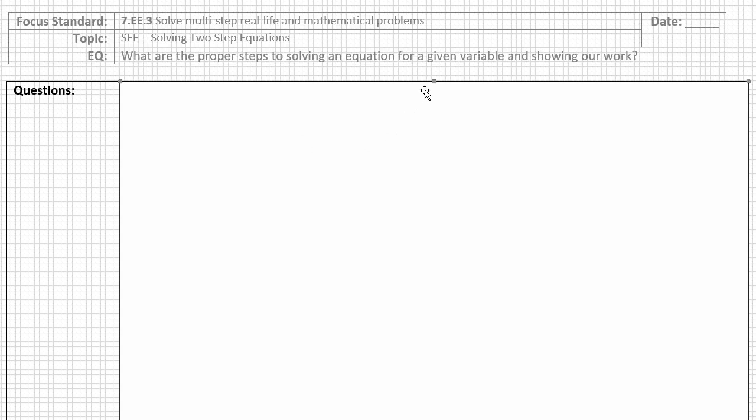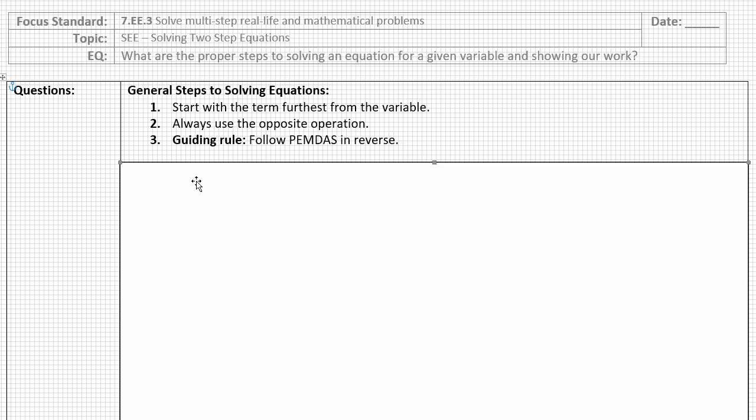So as mentioned in our essential question, we're going to talk about steps, although the tricky thing is you really have to analyze each equation that you're working on to determine the proper steps, but here are some general guidelines. First, start with the term furthest from the variable. Second, always use the opposite operation. And number 3, as a guiding rule, follow PEMDAS in reverse. This is just a guiding rule, and there are times that this isn't necessarily the case, but in most circumstances, it'll work.